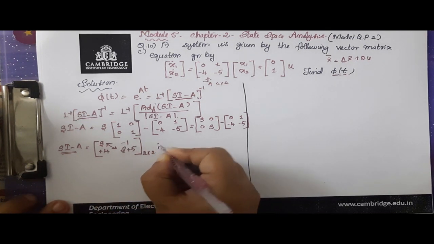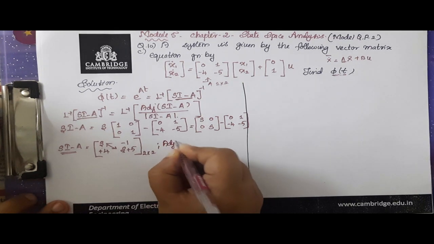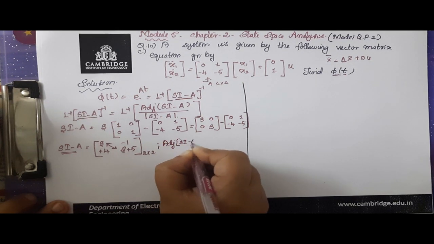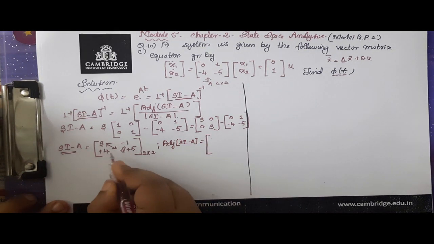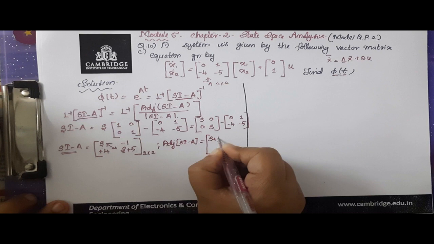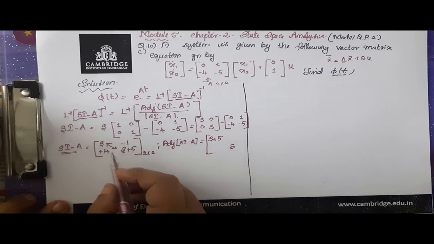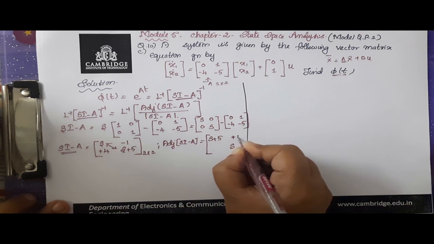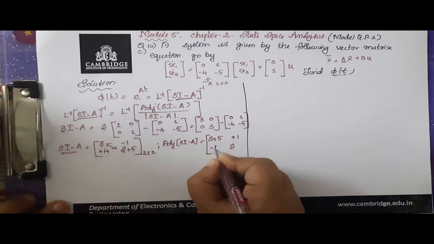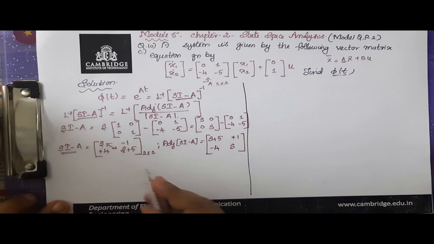So first, let us represent the adjoint of sI minus A, which is given by interchanging the diagonal elements, so s plus 5 and s, and changing the sign of the rest of the elements: minus 1 replaced by plus 1 and plus 4 replaced by minus 4. So we have found the adjoint of sI minus A.